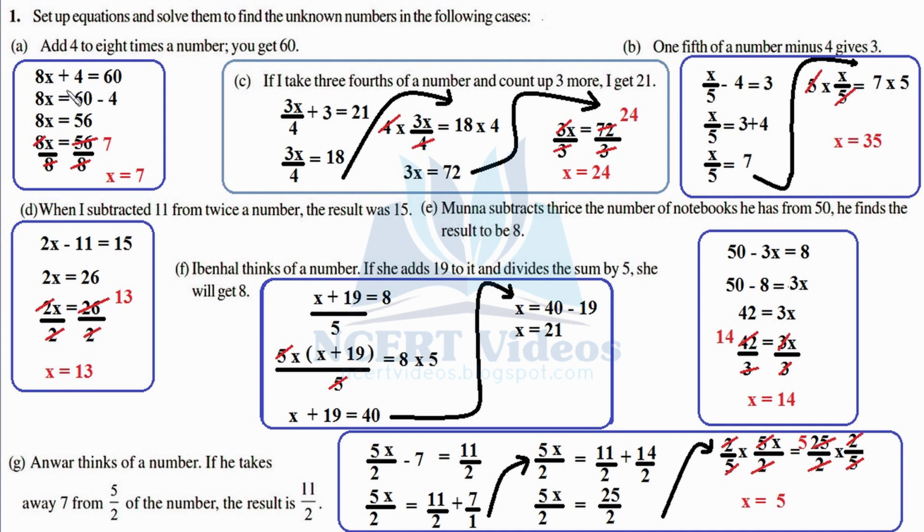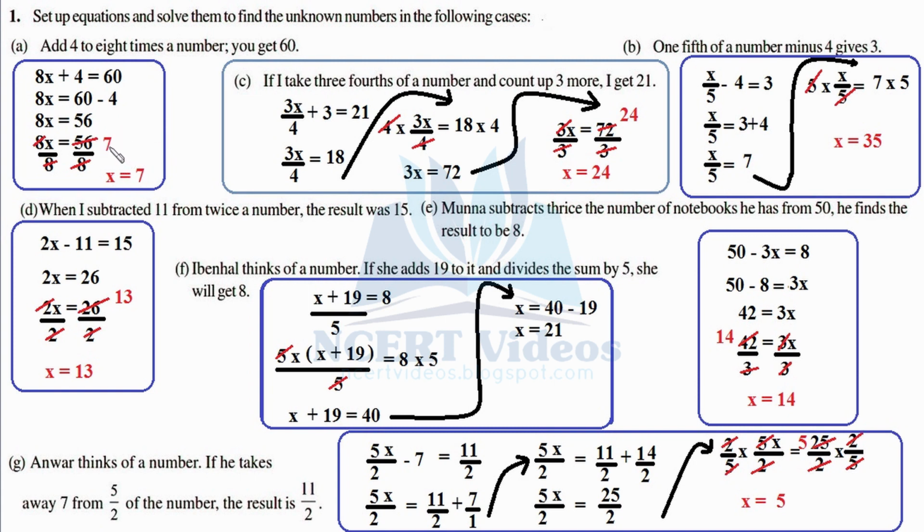Now 8x as it is, transposing 4 towards the right hand side, plus becomes negative. 8x equals 60 minus 4 is 56. Now dividing by 8 on both sides so that x can be separated. 8 cancels, 1 8 is 8, 7 8 is 56. Therefore x equals 7.